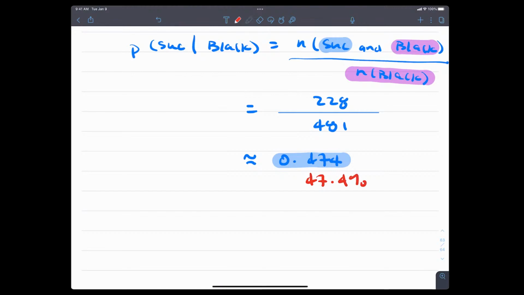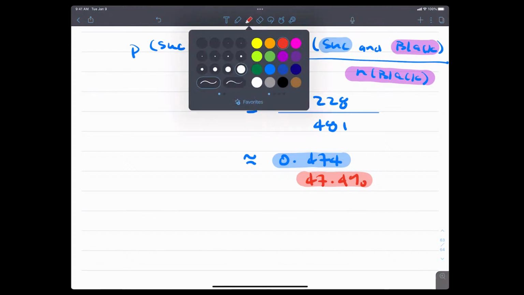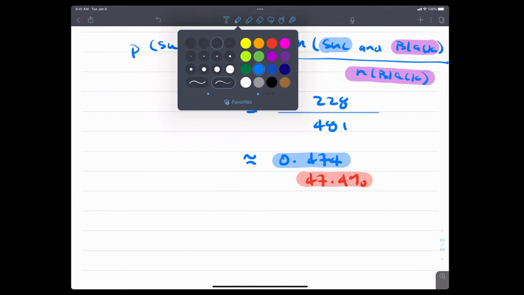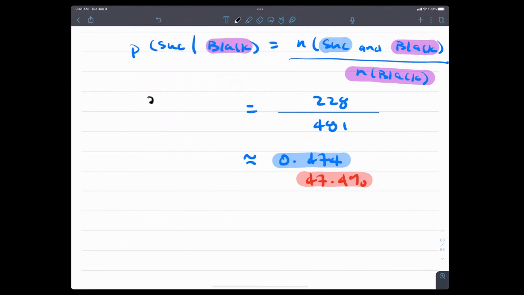47.4 percent. So, ladies and gentlemen, 47.4% of those students were successful. 47.4% of what students? Black students. Good. That is a success rate.